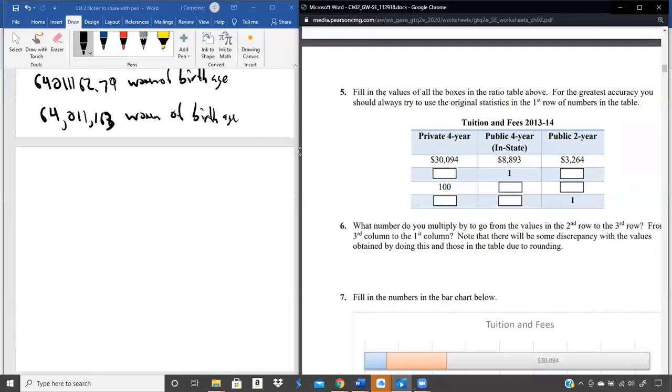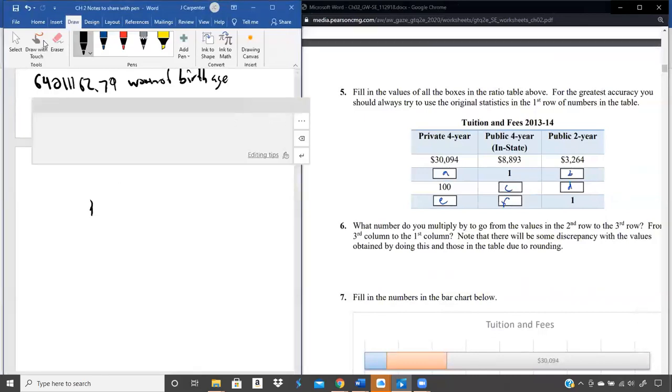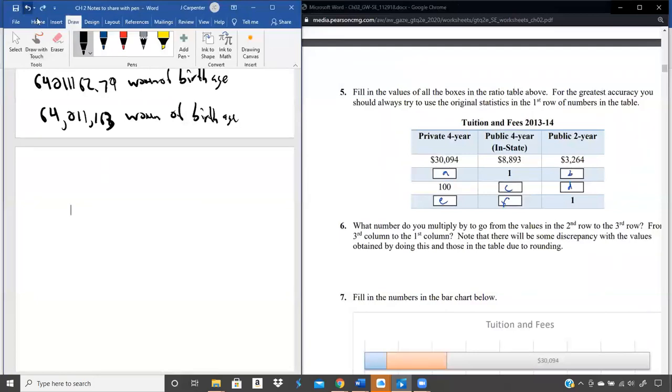Okay, the order in which you tackle the blanks doesn't really matter. I'm going to tackle them in this order. I'm going to label them A, B, C, D, E, and F. Did that work? It did, okay. So I'm going to try and find A first.